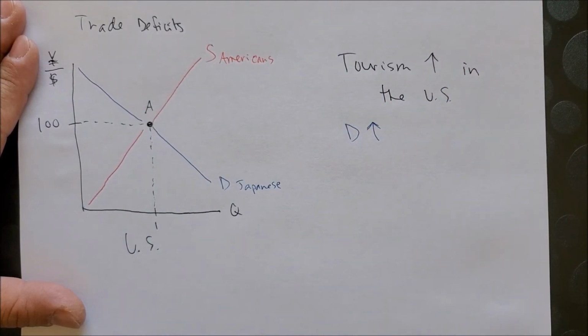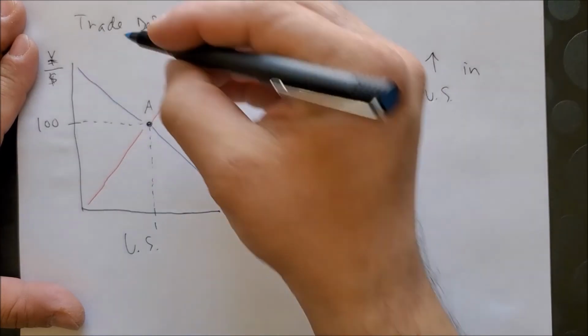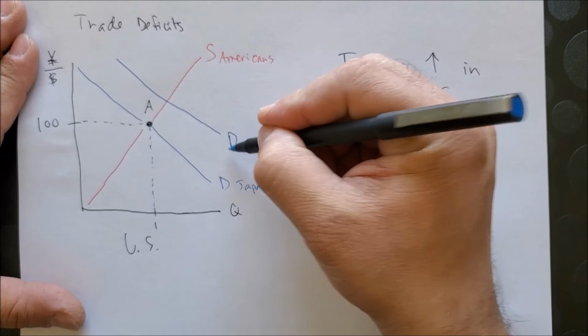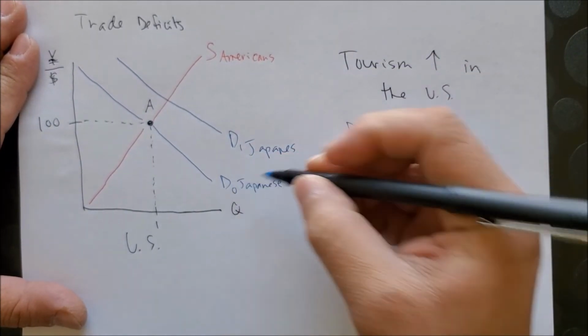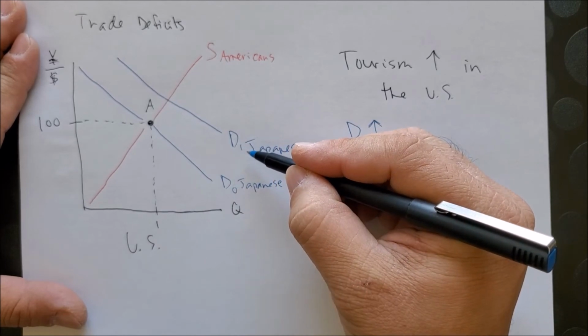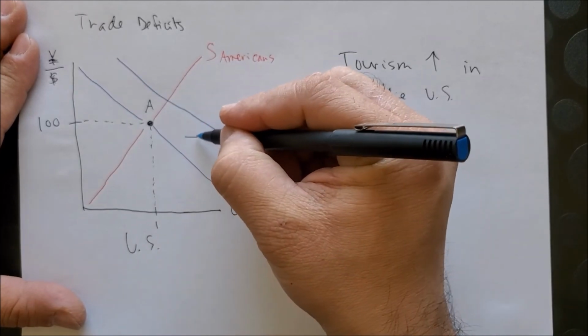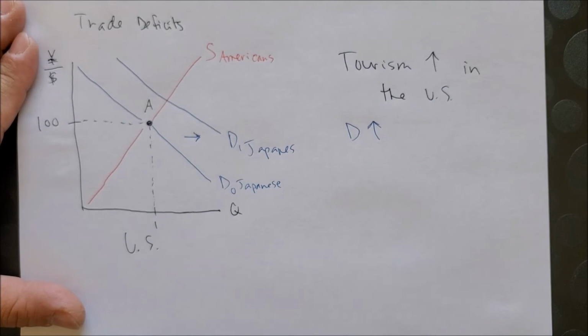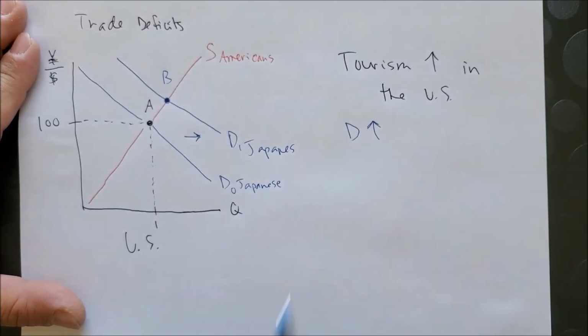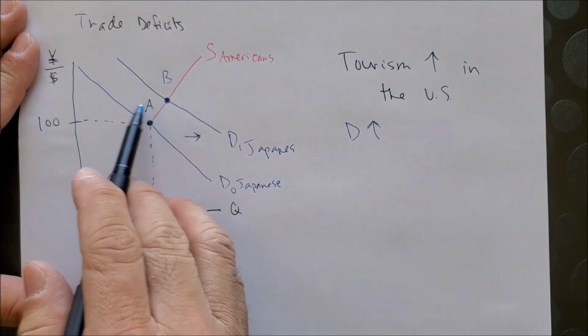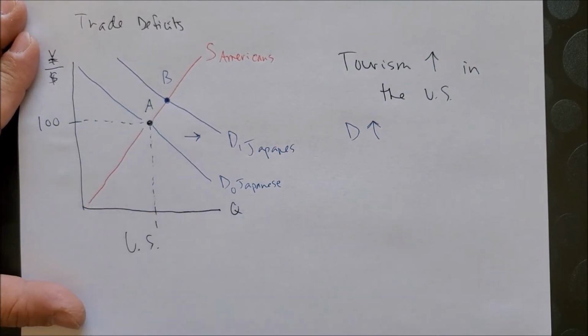So they are going to exchange their currency, and now they will demand U.S. dollars. As the Japanese demand U.S. dollars, here we have Japanese. Now we see a brand new demand curve D1 that shifts to the right. And now we can see at this point, point B, we now have a larger number than 100.